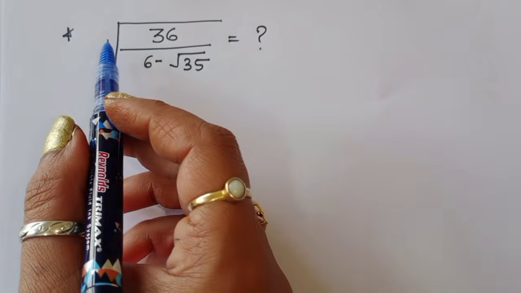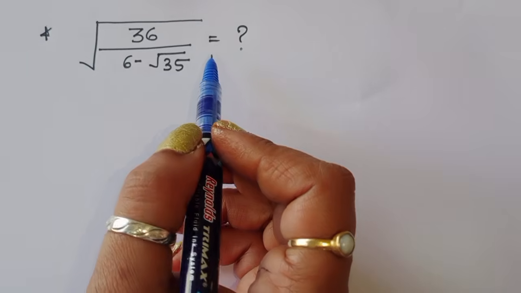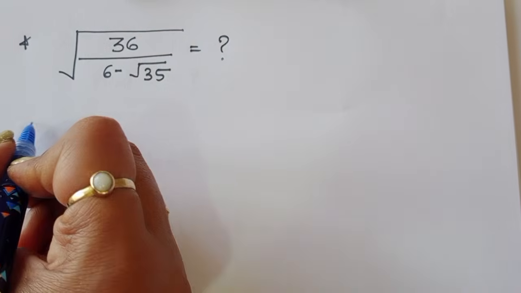The question is: given 36 divided by 6 minus square root of 35, we have to find the value of this term. How can we find the value of this term? Let's see the solution.